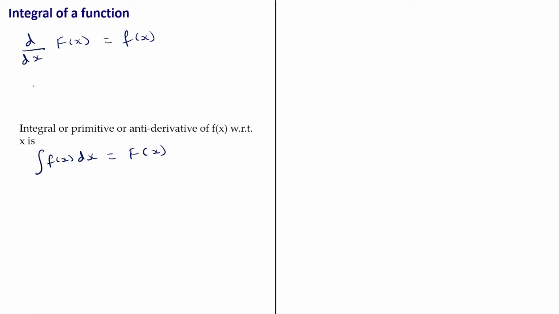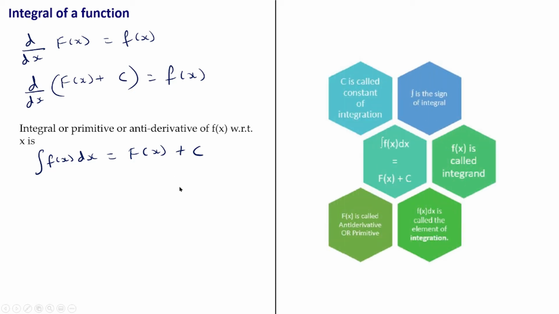Also we can see that the derivative of F of x plus any constant, the constant can be root 2 or 1.1 or any real number, is equal to f of x. As a result, what we have is integral f of x dx is equal to capital F of x plus the constant of integration. So we have integral f of x dx is equal to capital F of x plus c.